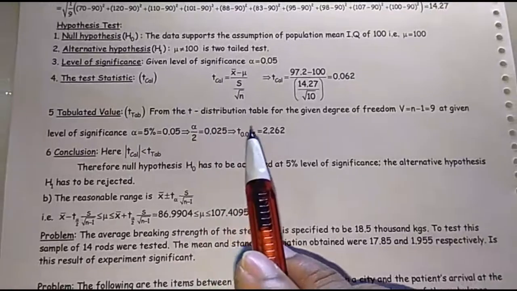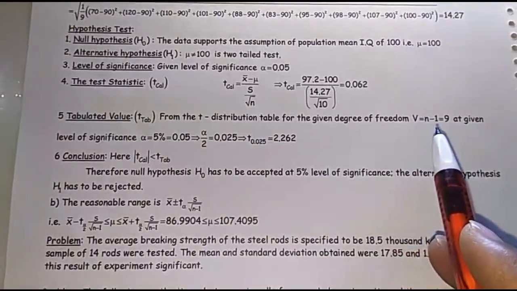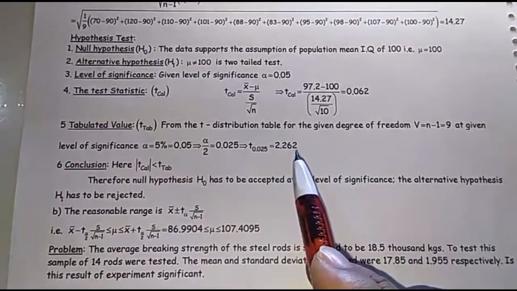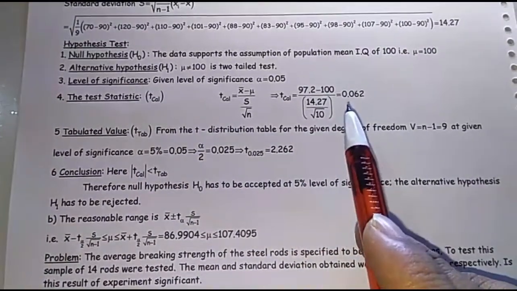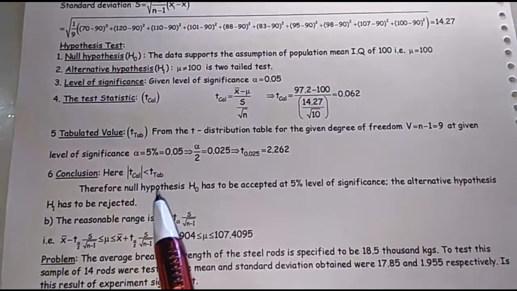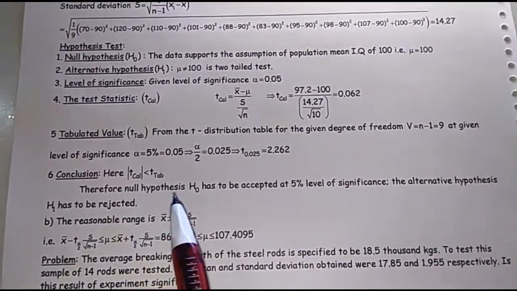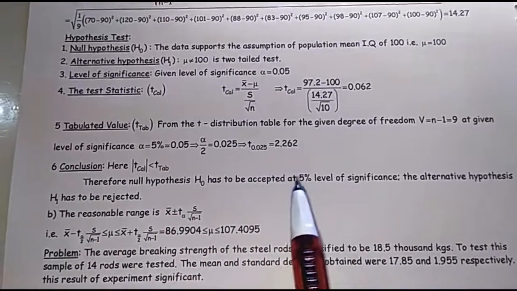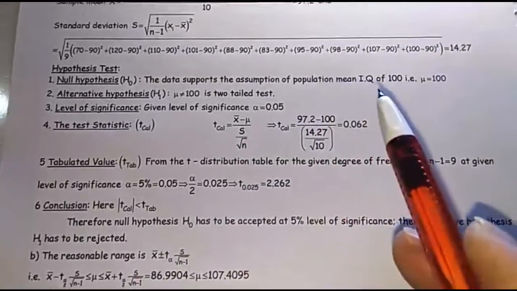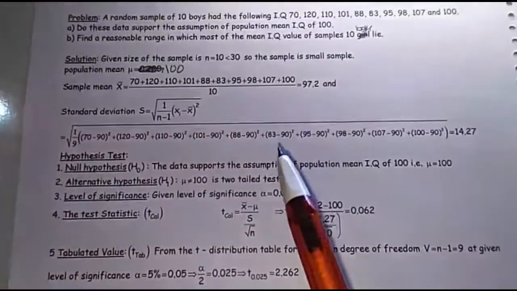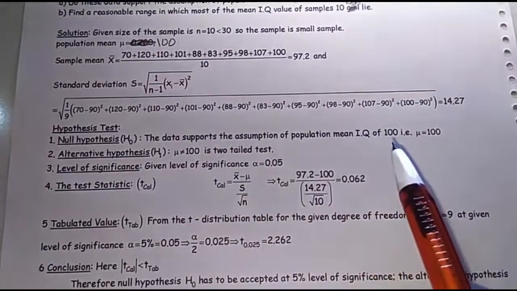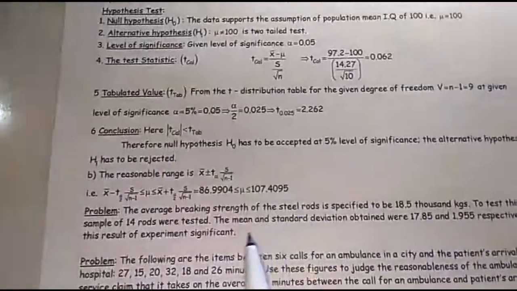Now from the t distribution table, for the degree of freedom v equals n minus 1, t alpha by 2 equals 2.262. Now if you observe Tcal and Ttab, clearly Tcal is less than Ttab. So the null hypothesis has to be accepted here and the alternate hypothesis has to be rejected. That means the data supports the assumption that the population mean IQ is 100.